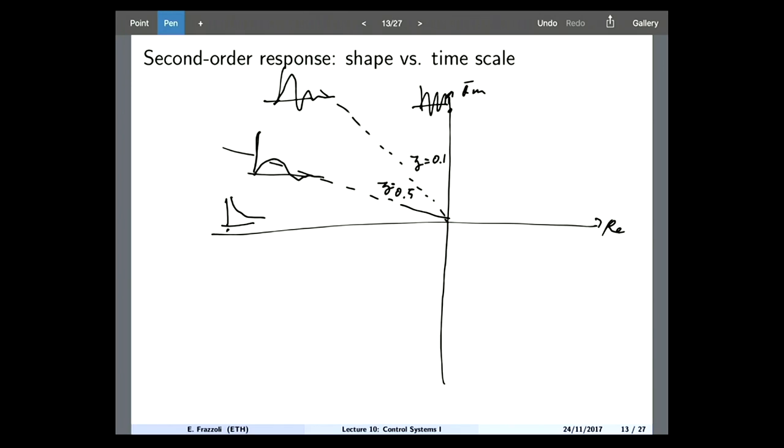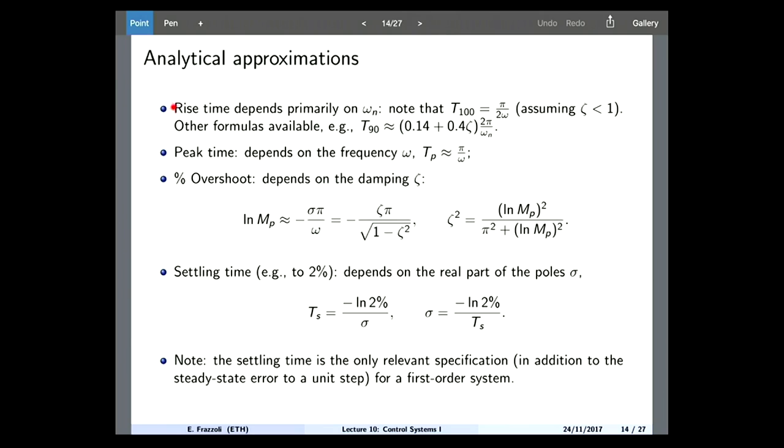The point here is that the damping ratio determines the shape of the response. The natural frequency, that is how far you are along these lines, determines the time scale of the response. Okay? So the rise time depends primarily on the natural frequency. This is what you see in textbooks. For me, it really depends on the frequency, okay?